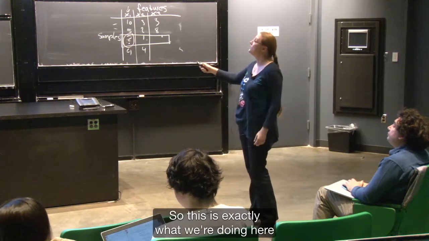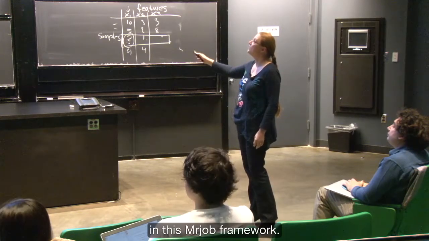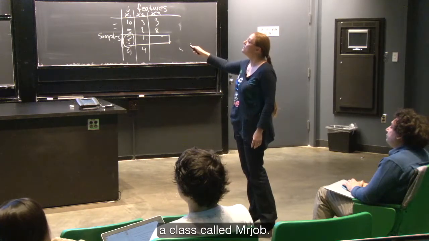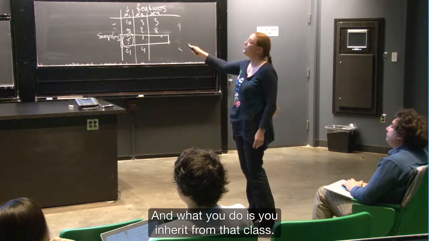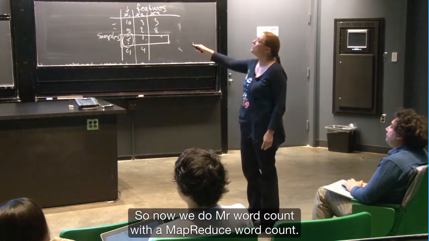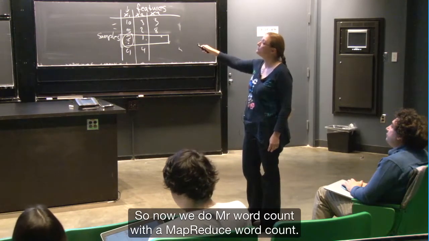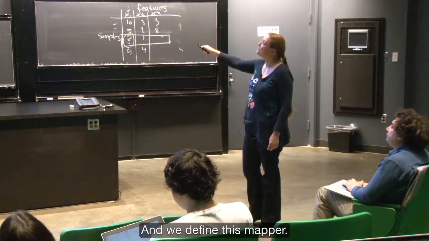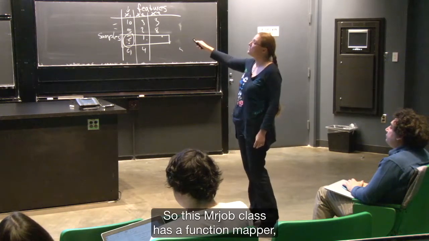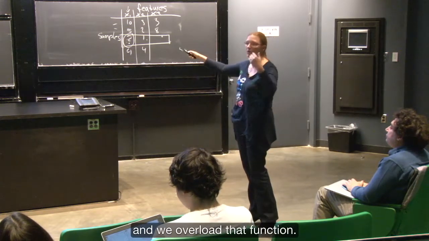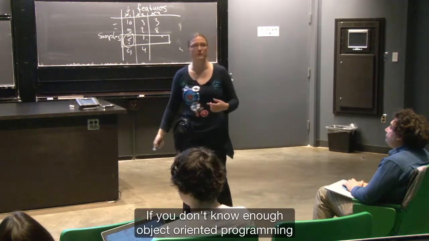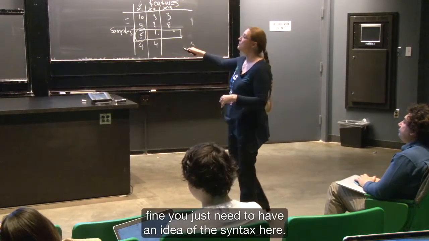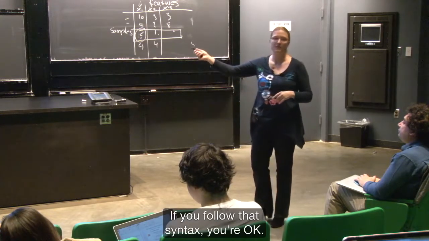So this is exactly what we're doing here in this Mr. Job framework. Mr. Job works by giving you a class called Mr. Job, and what you do is you inherit from that class. So now we do Mr. Word Count, or the MapReduce word count. And we define this mapper. So this Mr. Job class has a function, mapper, and we overload that function. If you don't know enough object-oriented programming to follow what I'm saying, that's fine. You just need to have an idea of the syntax here. If you follow that syntax, you're okay.